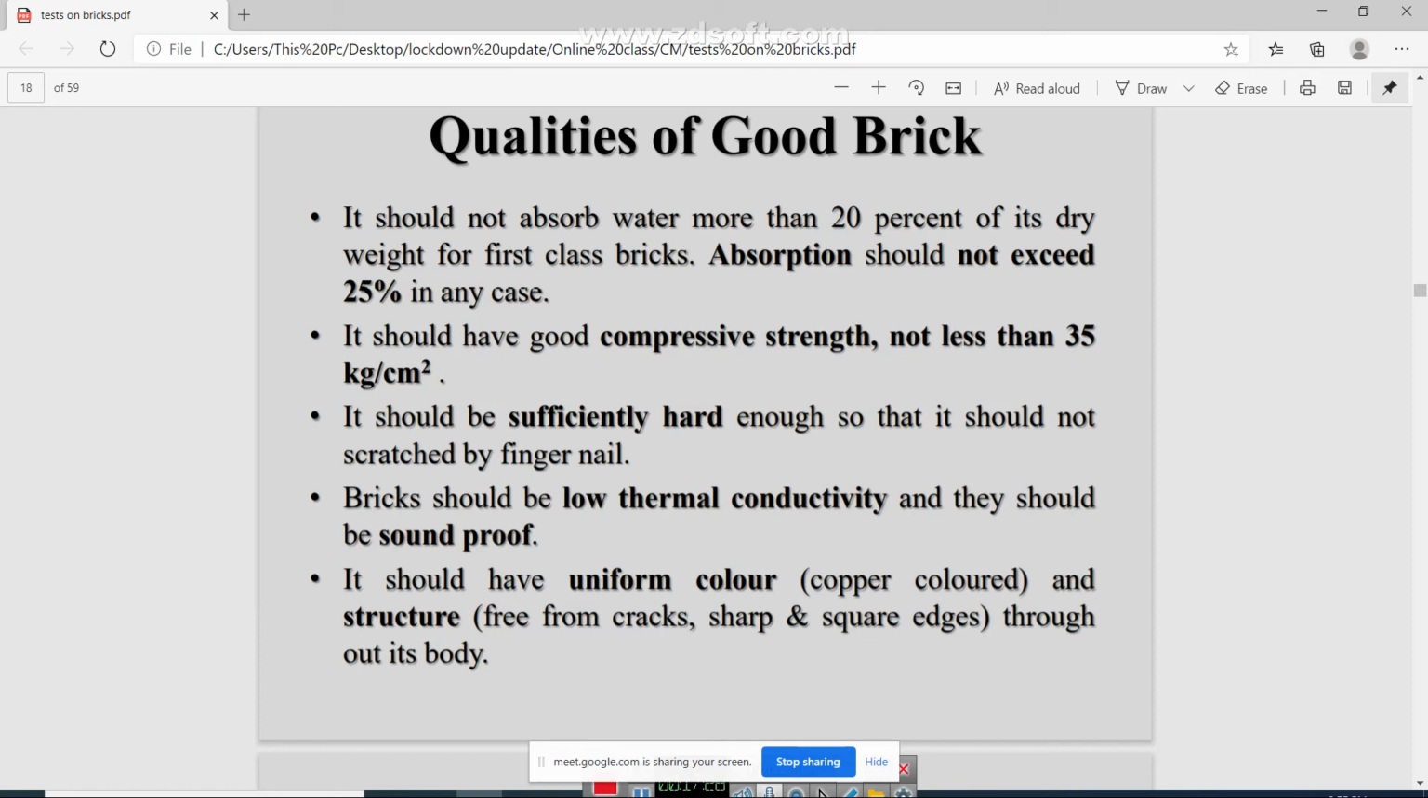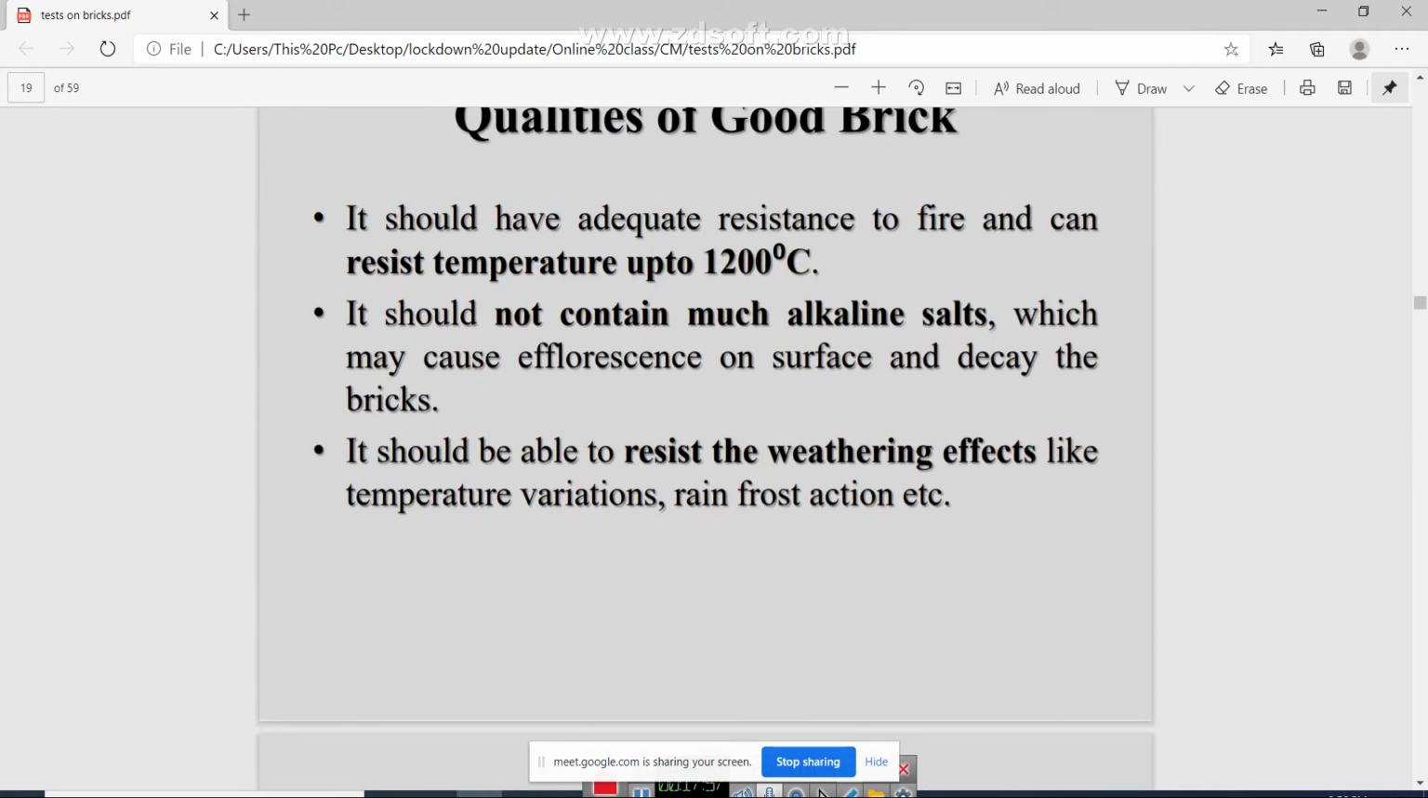Then compressive strength. The compressive strength of brick should not be less than 35 kilogram per centimeter square. Then the brick should have sufficient hardness, so that when you try to scratch the surface of a brick with a fingernail, there should not be any markings left. Then the brick should have very low thermal conductivity, it should be soundproof, and it should have a uniform color.